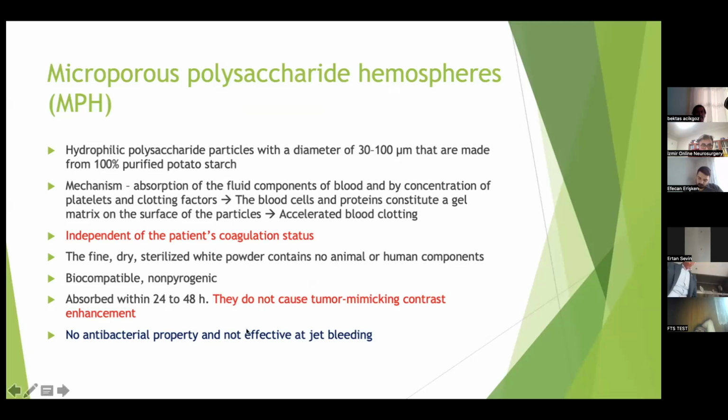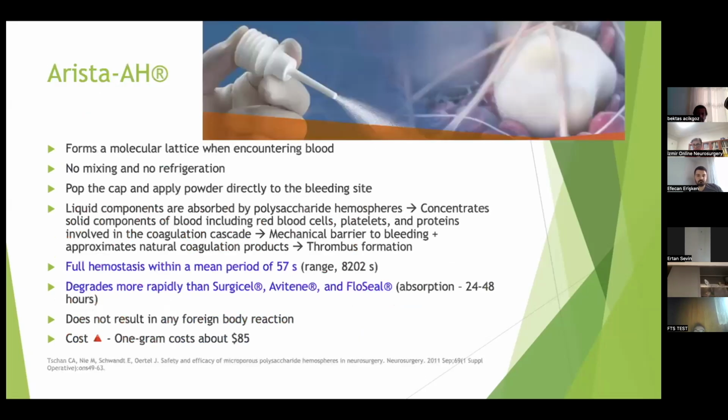Another important thing is it does not cause any tumor mimicking contrast enhancement. So we need not get confused whether there is a residual tumor or not after applying MPH. But it does not have antibacterial property, and if there is a brisk bleeding, it is not quite useful. One product belonging to the MPH is Arista AH.